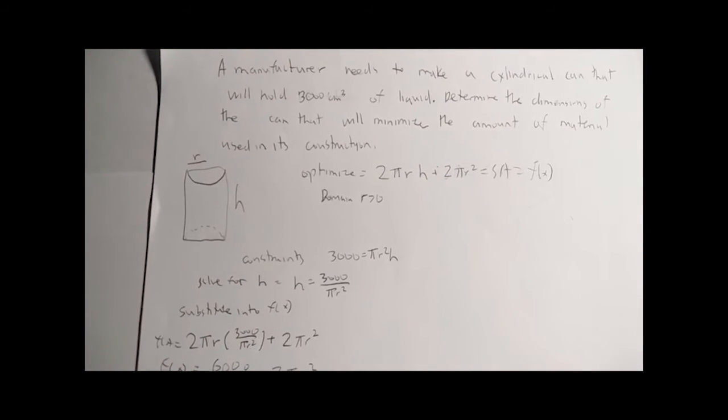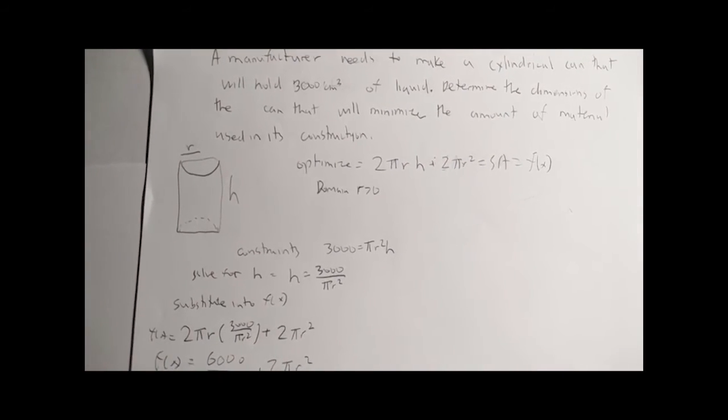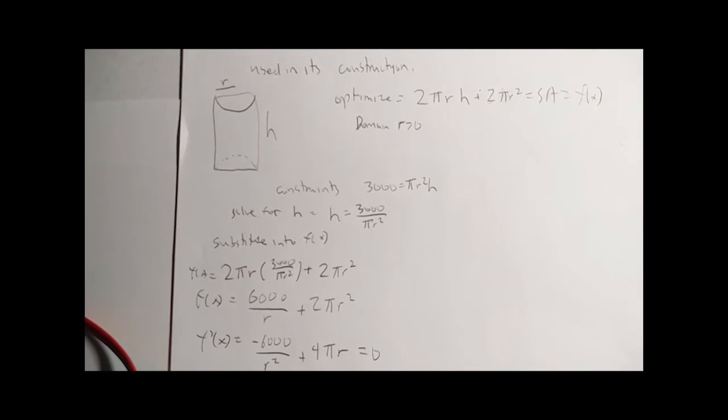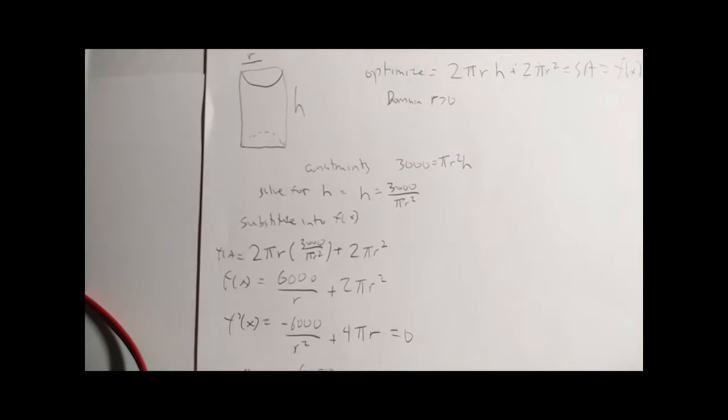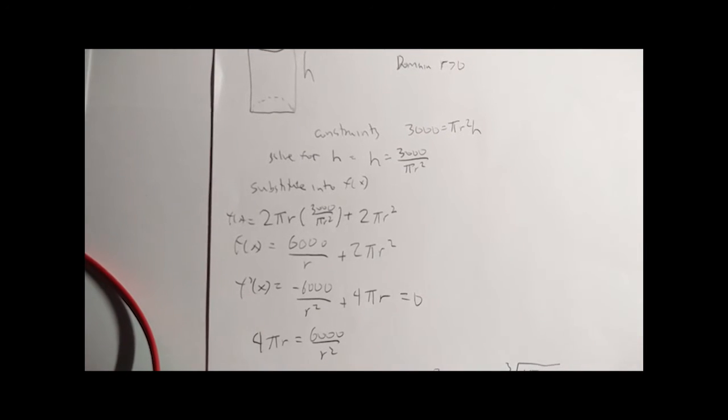The domain would be r is greater than 0 because a negative radius does not make sense. The constraint is the volume, which is 3000 equals pi r squared h. To solve for h, we get h equals 3000 over pi r squared. We then substitute h into f of x, which is the surface area, and then we simplify to get that f of x equals 6000 over r plus 2 pi r squared.